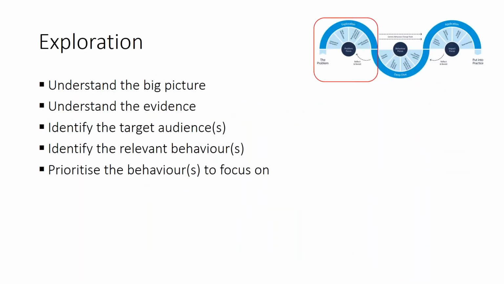The first part of the process is understanding the bigger picture. What's been tried before, what's the evidence, but also identifying a specific target audience and a specific behaviour, and then prioritising the behaviour to focus on. Quite often when we're looking at behaviours, we're looking at a group of behaviours. For example, environmental volunteering is not a behaviour, it's a lot of different behaviours. So we want to prioritise which behaviour to focus on.